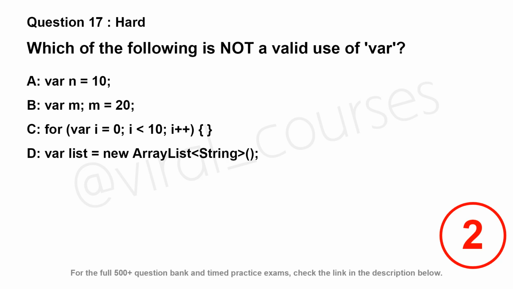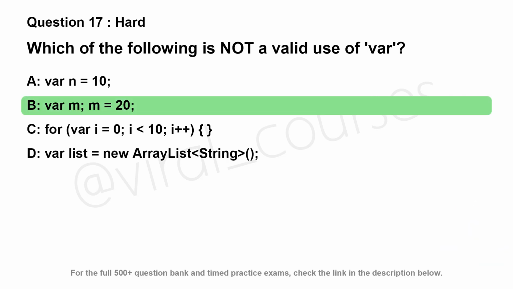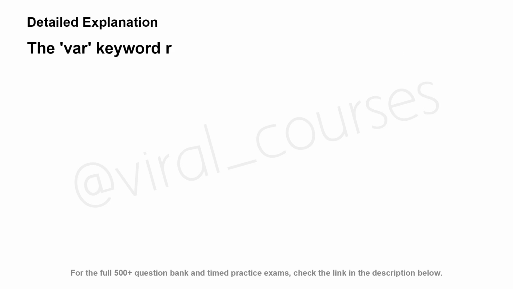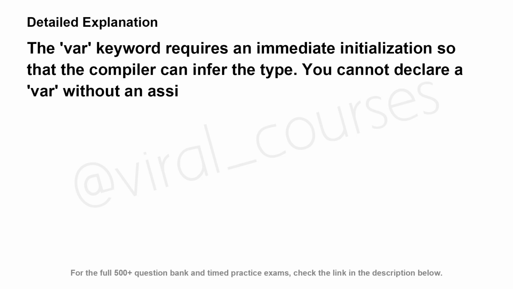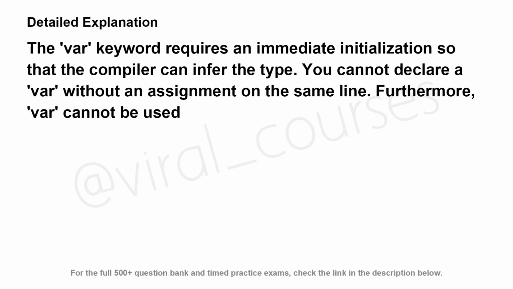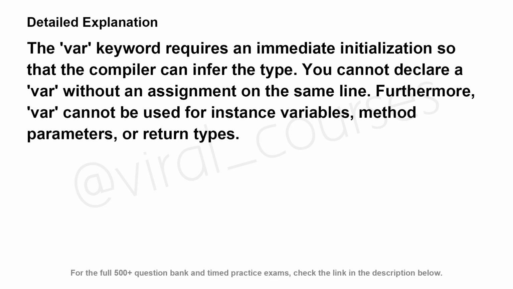The correct answer is B. The var keyword requires an immediate initialization so that the compiler can infer the type. You cannot declare a var without an assignment on the same line. Furthermore, var cannot be used for instance variables, method parameters, or return types.